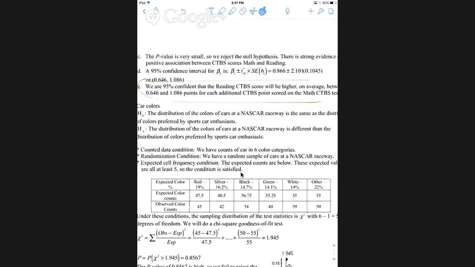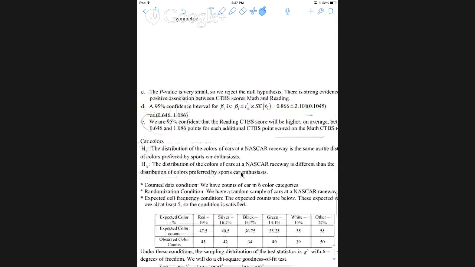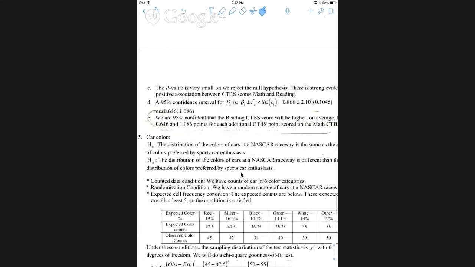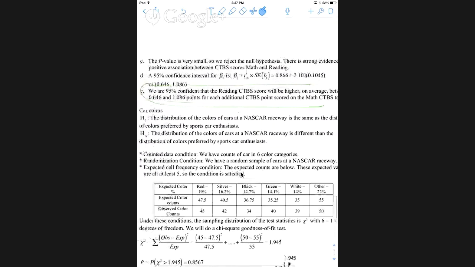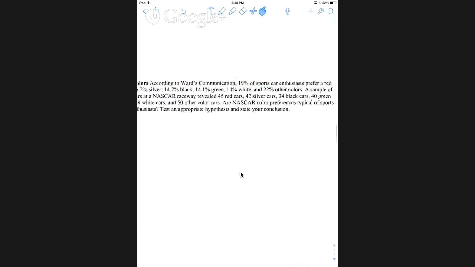So if you don't have enough time to copy this down, because I'm going to switch right now to the next problem, just go back to this point after I'm done, pause it, and write it down. I want to have enough time to go through all the problems. So let's go. I'm going to go back up here to our last problem. Car colors.